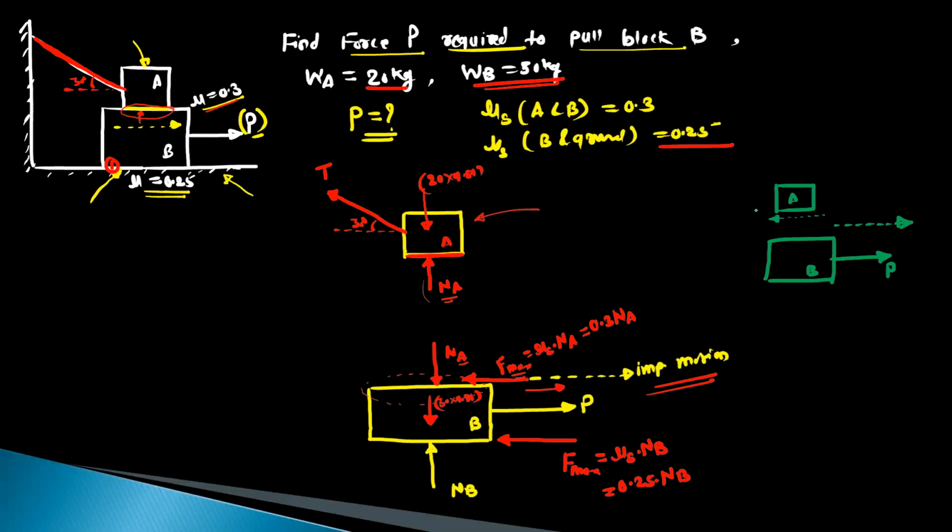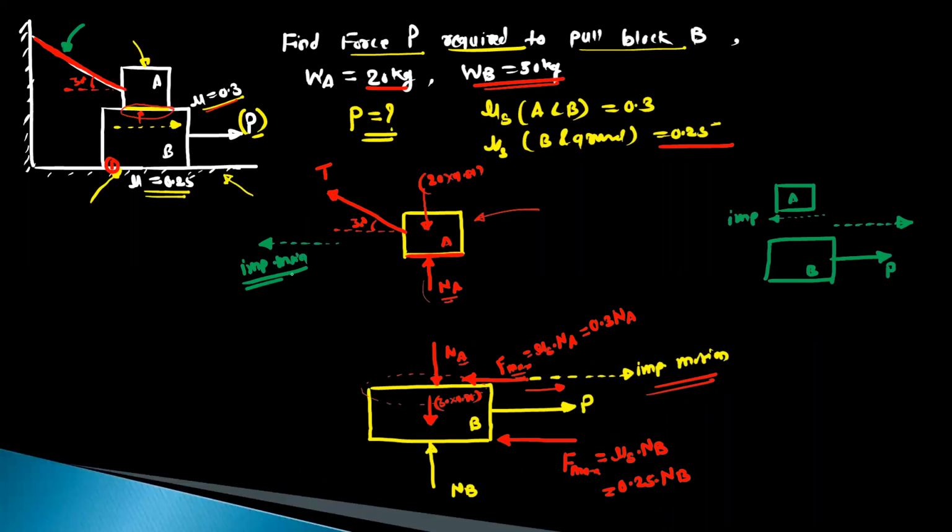Physically, block A will remain at its position. It will not move because it is fixed by this cable. But if you observe the relative motion, then the relative motion of block A is in the opposite direction. So this is impending motion for block A. We can show that impending motion for block A. So block A is moving towards the negative x direction relative to block B.